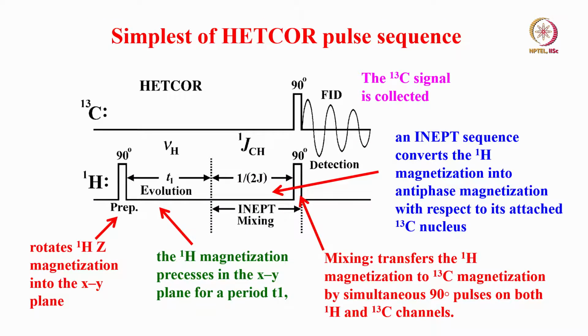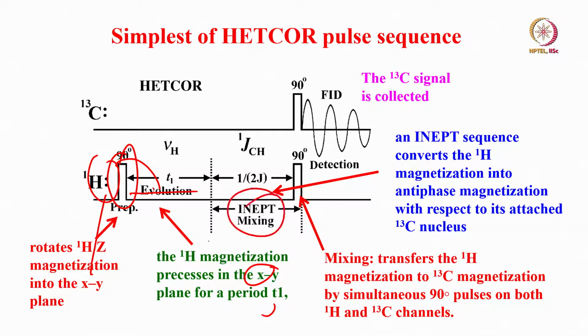Thus, in its simplest form, HETCOR looks like this. Very simple experiment. A 90-degree pulse, before that there is a preparation period, where everything is done, and then the system is in thermal equilibrium. The 90-degree pulse rotates the magnetization into the XY plane. Here it will start evolving. It evolves precisely in the XY plane for a period t1, under the influence of the chemical shift of protons and also the J coupling between carbon and proton.